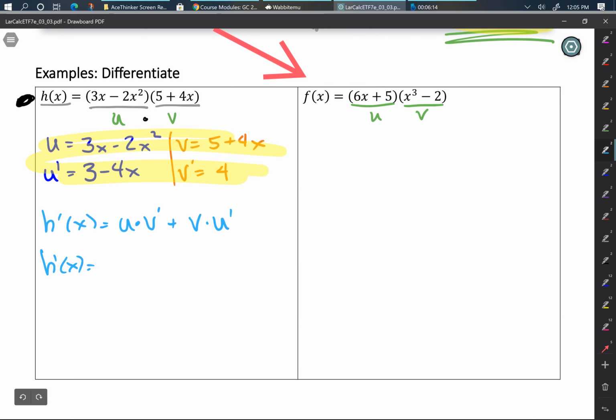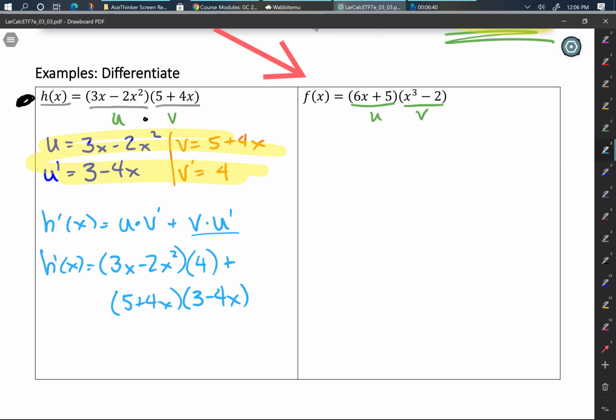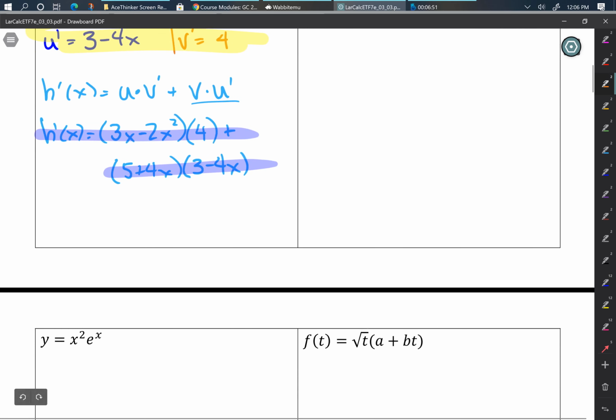or h prime of x is going to be 3x minus 2x squared, there's my u, multiplied by v prime, just a simple 4, plus v times u prime, so then v, 5 plus 4x, times u prime, which is 3 minus 4x. Okay? Now, unfortunately, even though it feels good just to leave it like that, we really shouldn't. What we really should do is multiply all that out, gather up like terms and all that business. So I'm going to go ahead and do that.